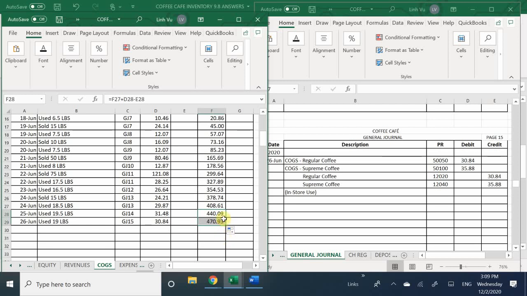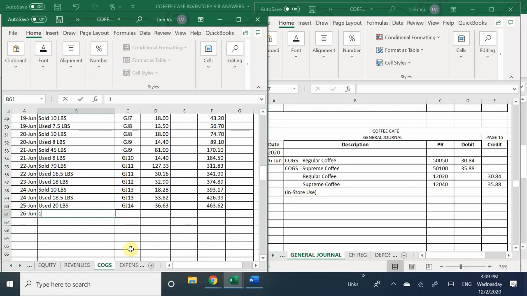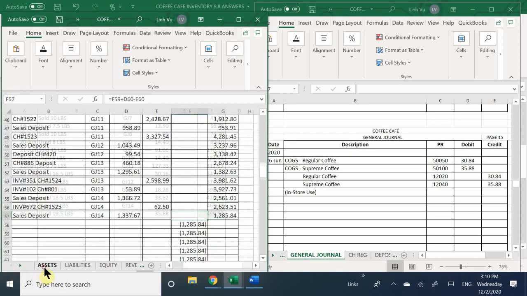All right, so we're going to do the Supreme. 626 for the date. This one we used 19.5 pounds. General journal 15. And this one was for $35.88. Bringing our total to $499.50. $499.50. Good. Yep. All right, and now we have to go to our assets and update our inventory.